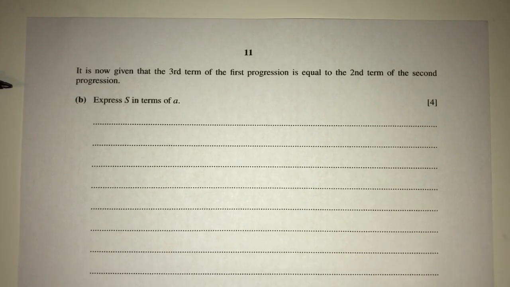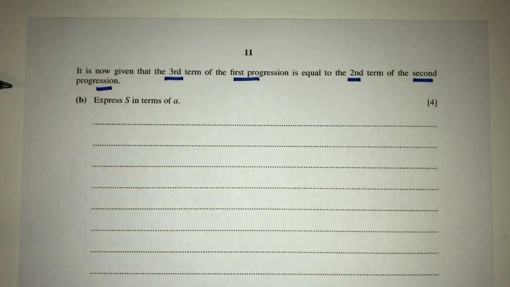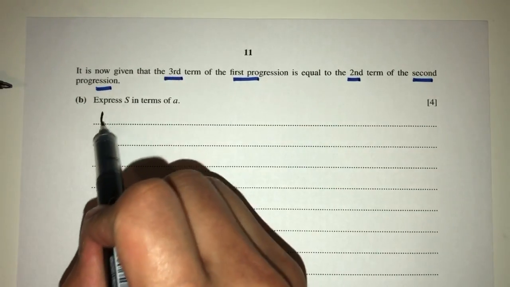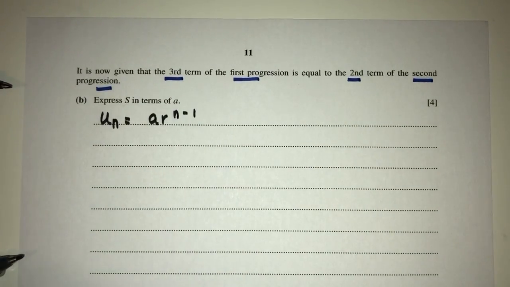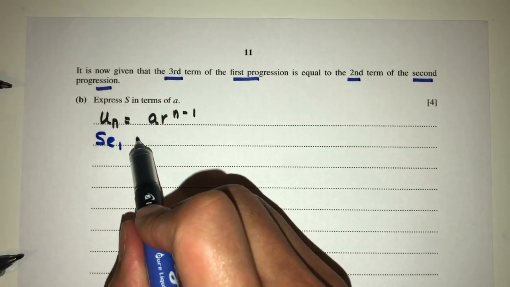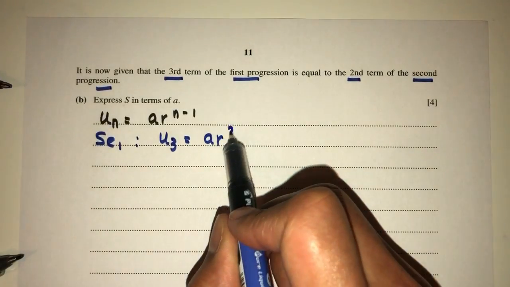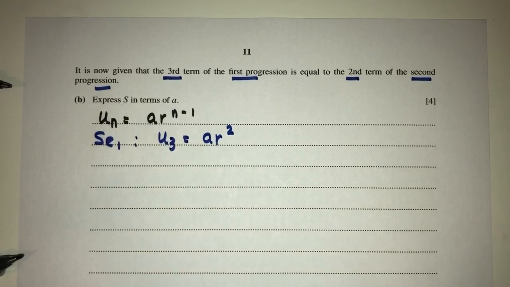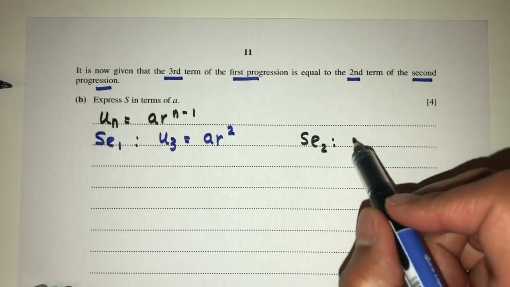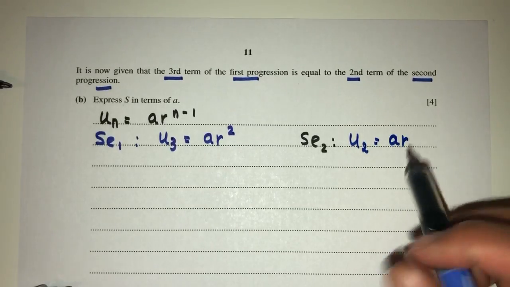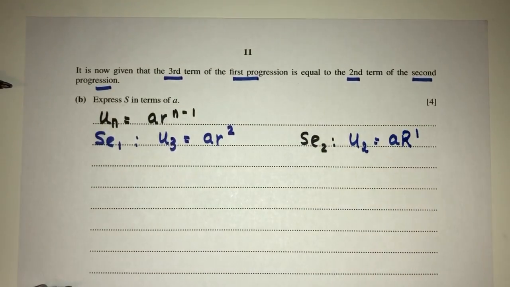Okay, so now it is given that the third term of the first progression is equal to the second term of the second progression. The nth term, u n, is given by this formula, which is a r to the power n minus 1. Now, for sequence number 1, we are saying that the third term is what? It is a r squared, right? Because it is the third term. Now we are saying that for sequence number 2, the second term is a R to the power 1, right? So n minus 1 is 1. Sorry, this is big R for the second sequence.